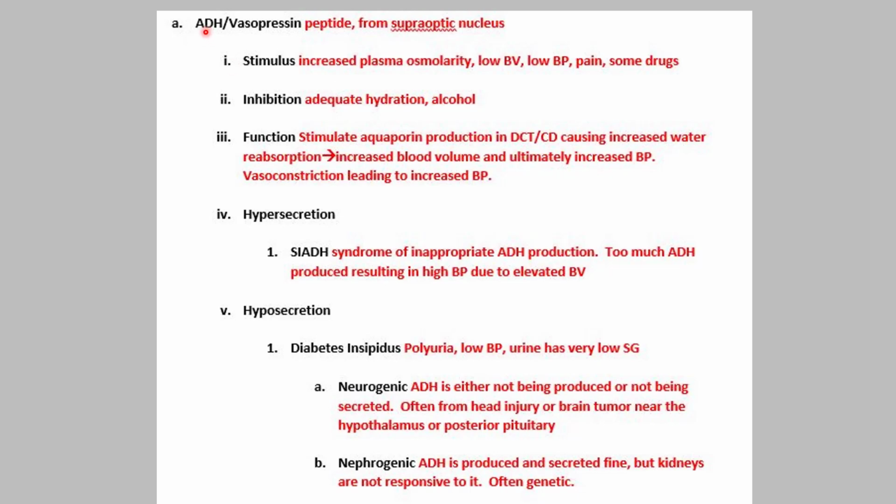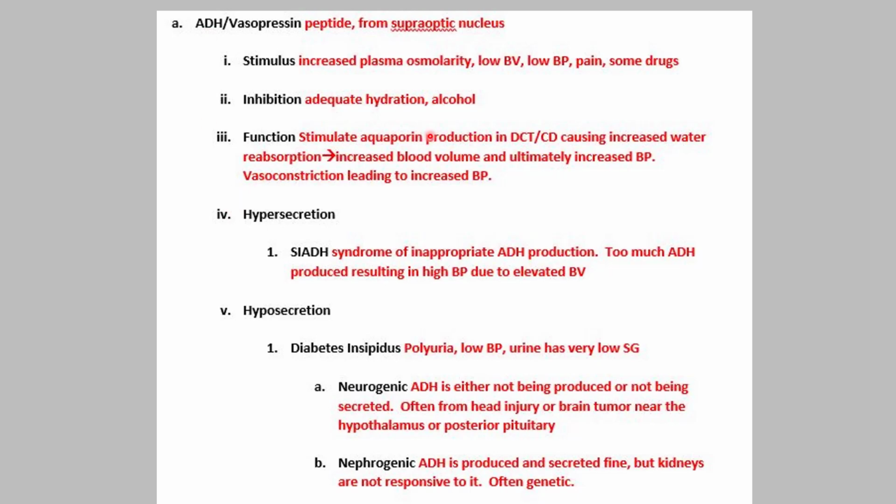Another thing that ADH does, we said it's also called vasopressin. Well, vaso means blood vessels. So vasopressin tells us that it has this other job related to blood vessels. It causes vasoconstriction, blood vessel constriction. If our blood vessels are constricting, it means they're squeezing harder on the blood. Well, that also increases blood pressure. So ADH keeps us hydrated and it keeps our blood pressure elevated.